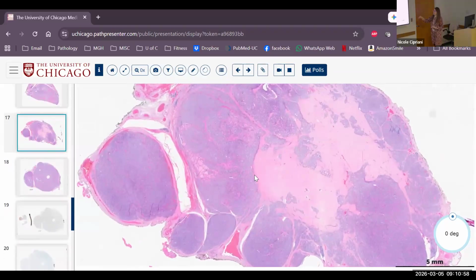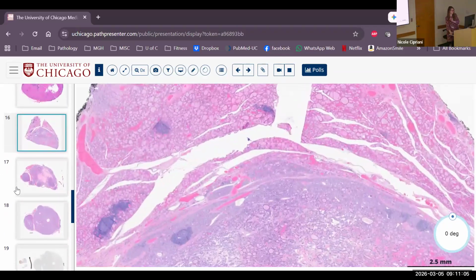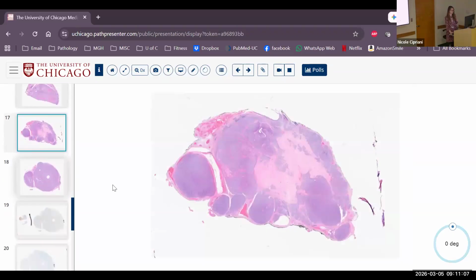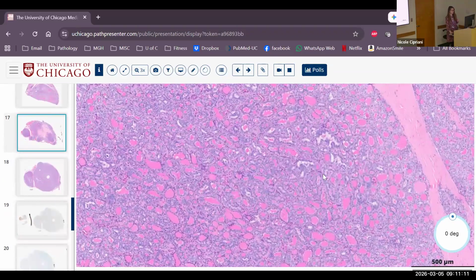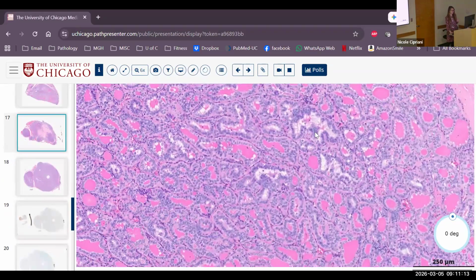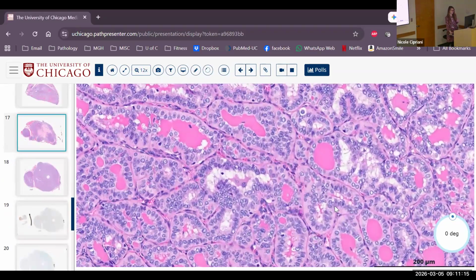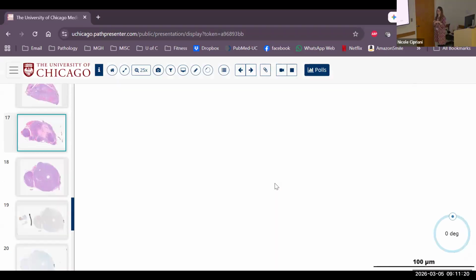More often than not, they are overtly infiltrative. This one was a very weird example of only very subtle infiltration, right? But more often than not, they are overtly infiltrative. More often than not, they have an overwhelmingly follicular growth pattern with only subtle papillae. And more often than not, the nuclear features are, like I said, kind of not very robust. And if my BRAF IHC is negative, confusion.